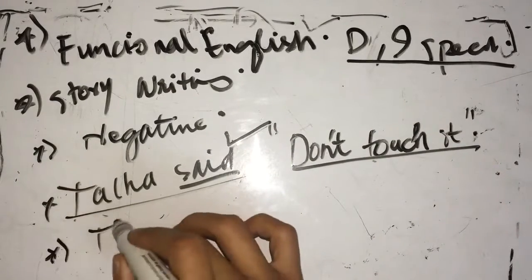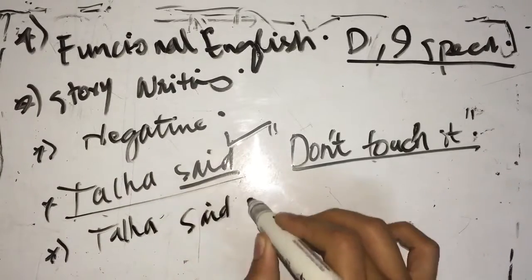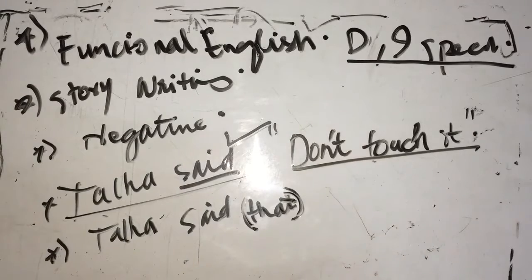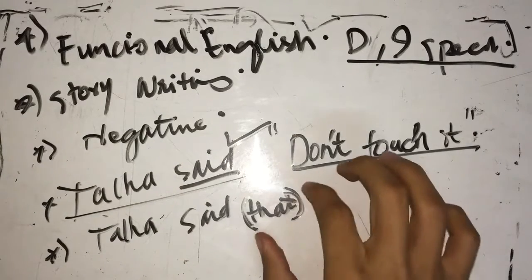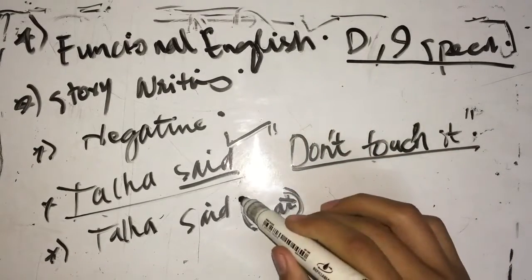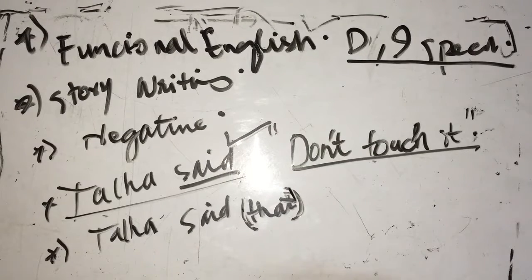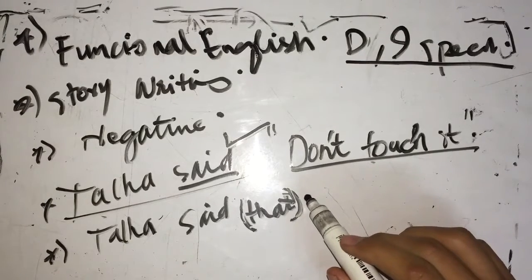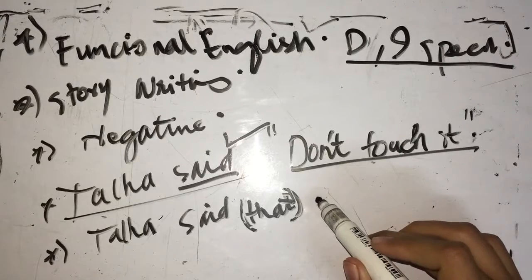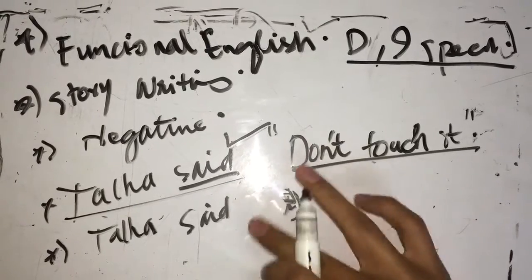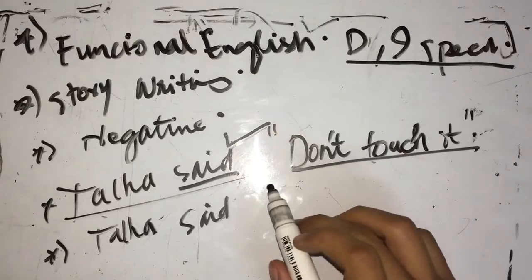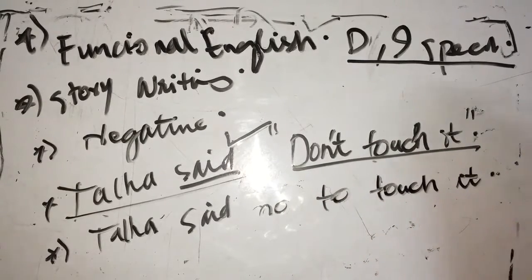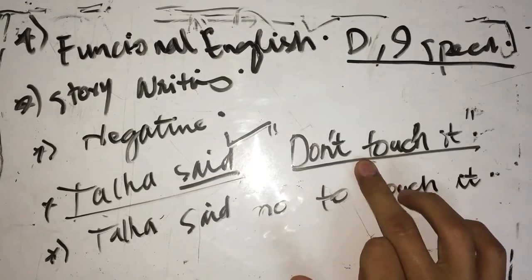In indirect speech, what you're going to do is write Talha said that. Also, in some sentences, the word that is an exception. So you have to think logically, by yourself, whether it's appropriate to use the word that or not. So that is an exception. If I don't think that using that here is appropriate, you have to say Talha said not to touch it. So this is how you can convert a negative sentence into indirect speech.